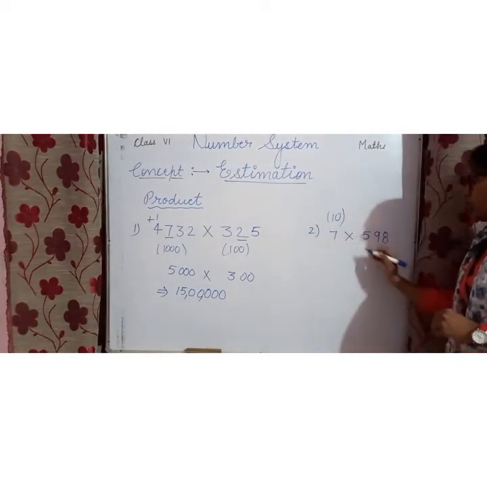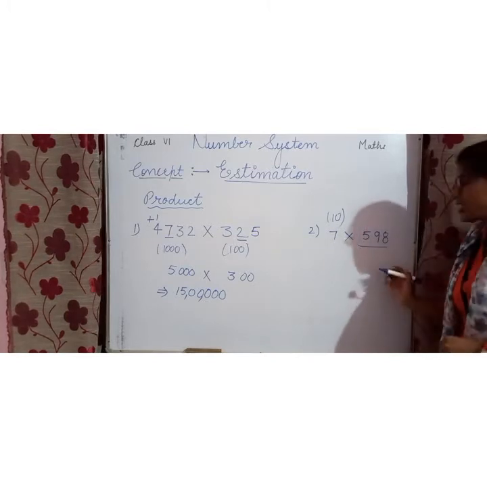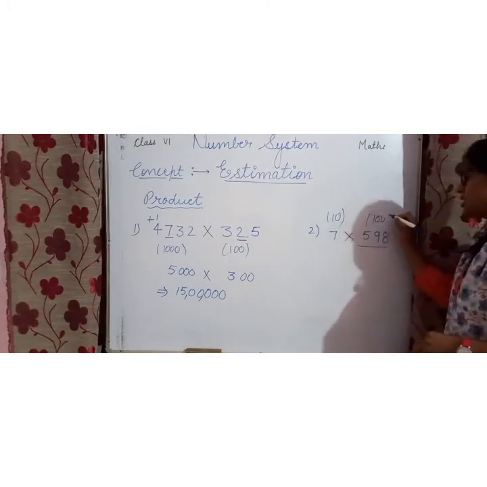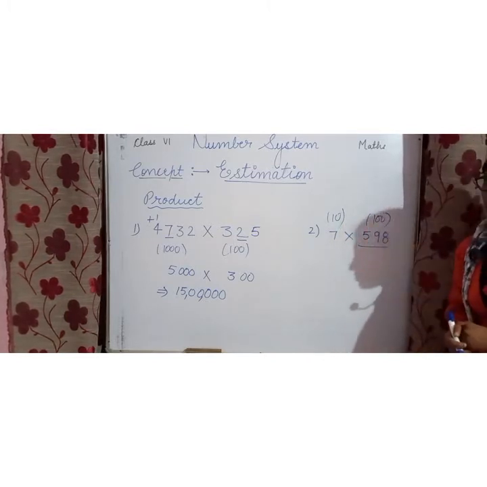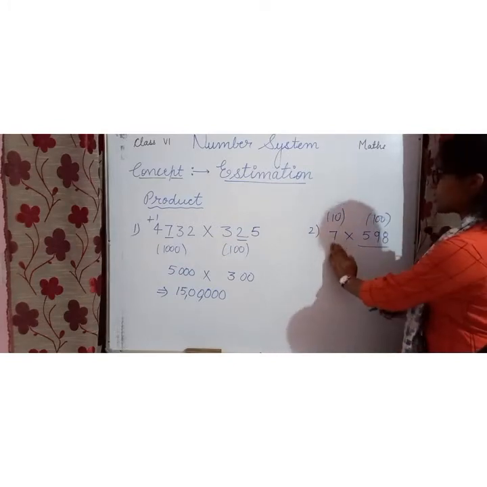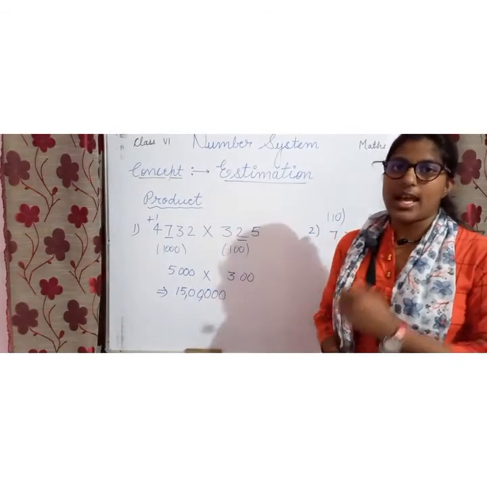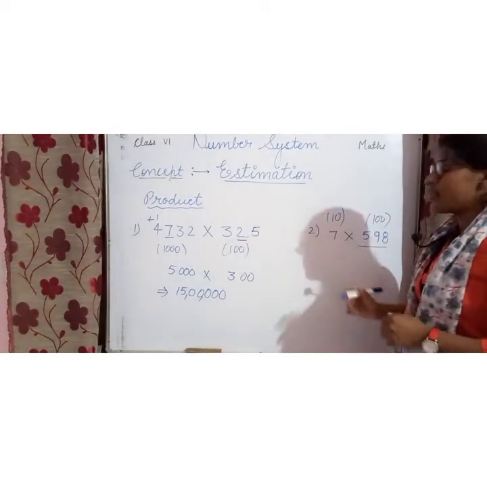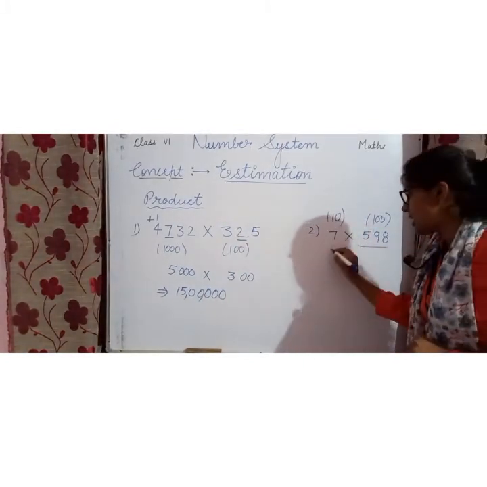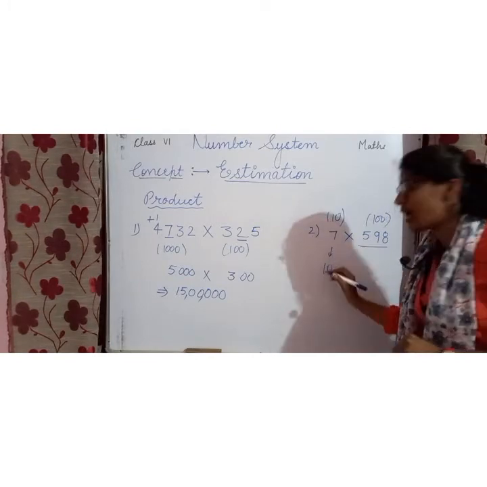Okay? Now, what is the place value of this number? The place value of this number is 100. So we round off to the nearest number. You can see here, this 7 is nearest to 10, not nearest to 0. So we do not round it to 0. Okay. Now 7 rounded off to the nearest 10. In that situation, you get 10 as an answer.